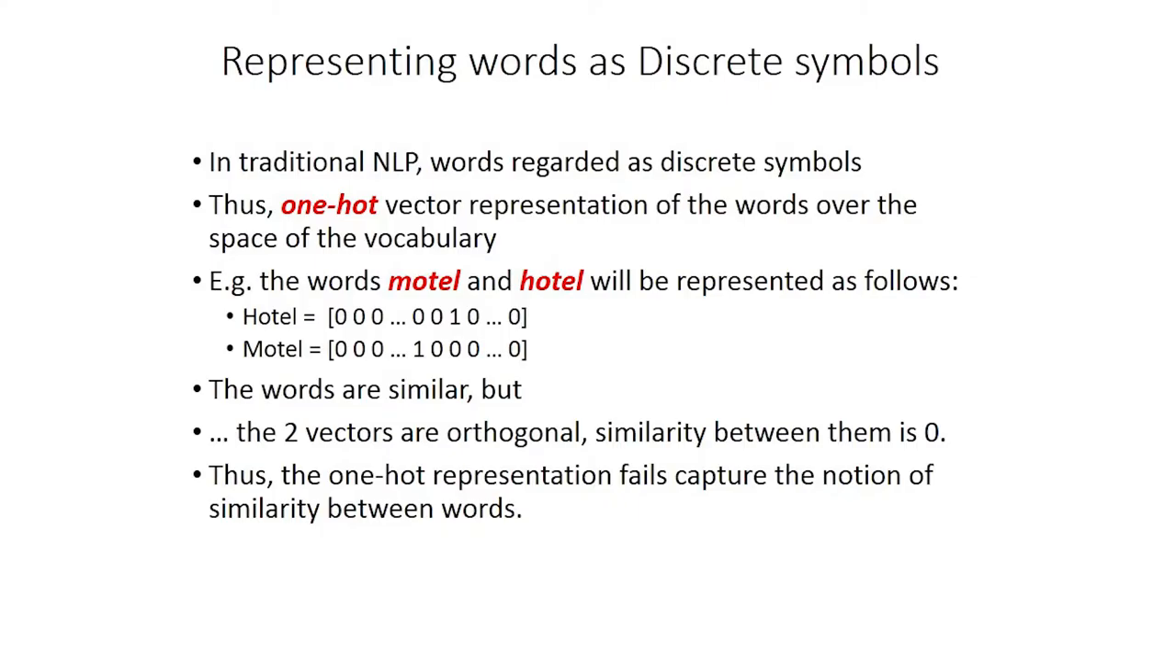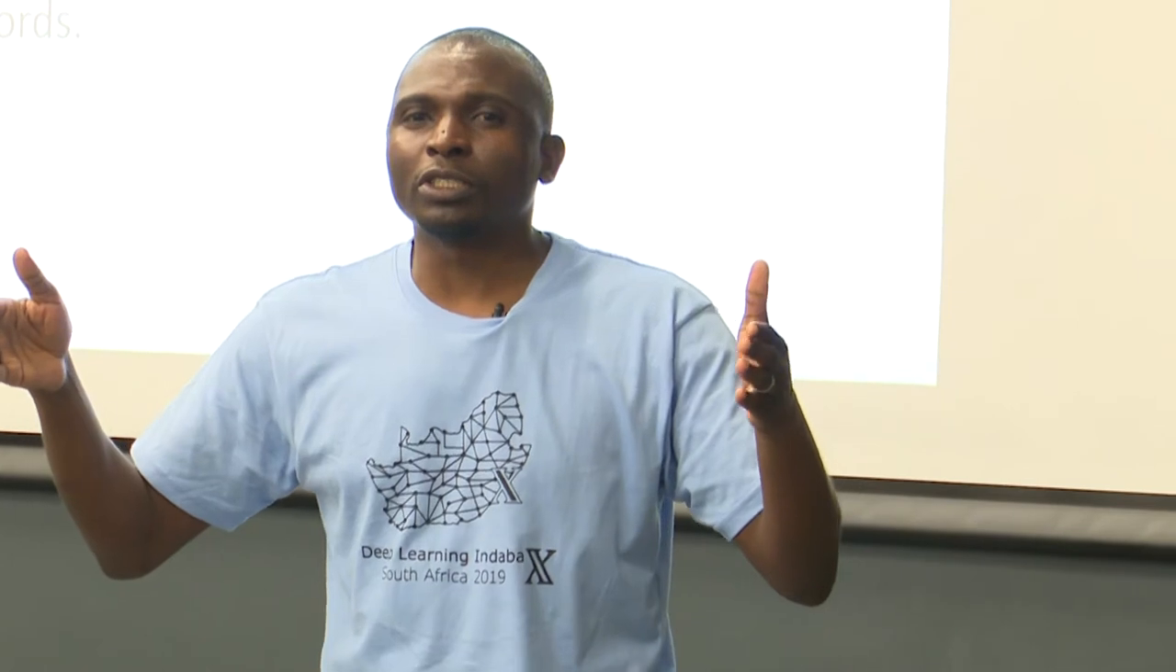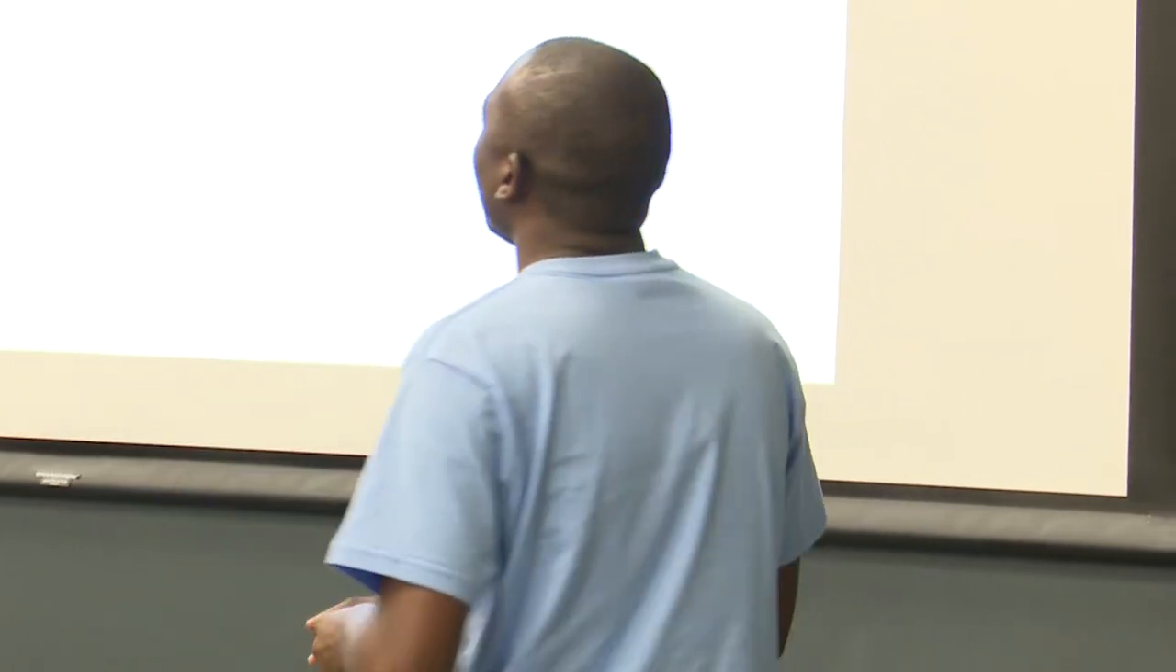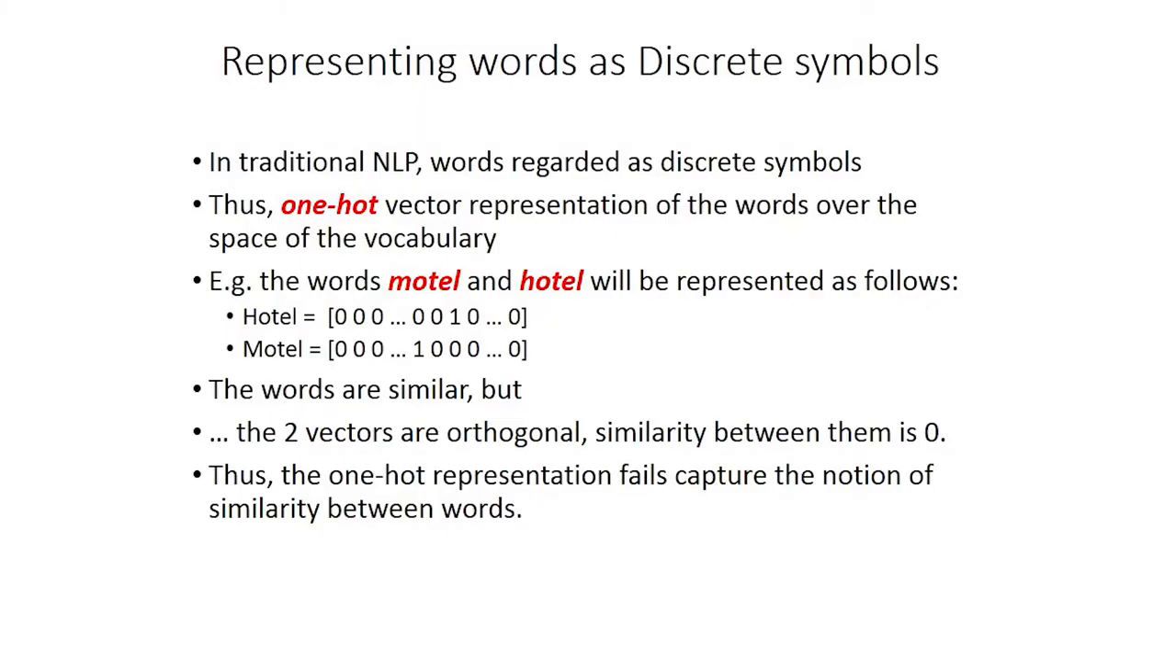If we represent words as discrete symbols, one way of doing it is to use a one-hot vector representation. So I've got the word motel and hotel. We know they mean the same thing. If you want to have a representation of this, we'll create a vector space which is as big as the vocabulary that we have, and each and every word will have an index in the vector space. Are we together? So for the one-hot representation of the word motel, you have zeros everywhere and one on the index that corresponds to the word motel. You do the same with the word hotel.